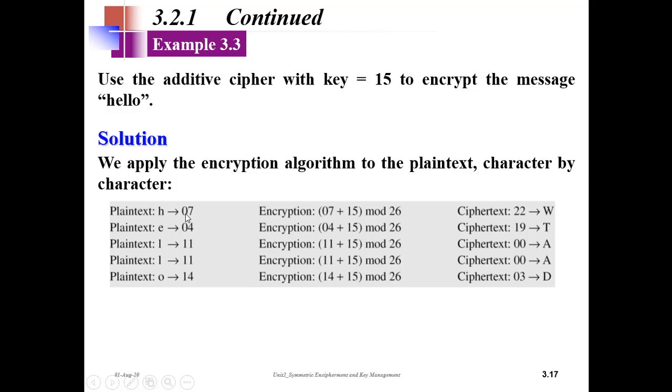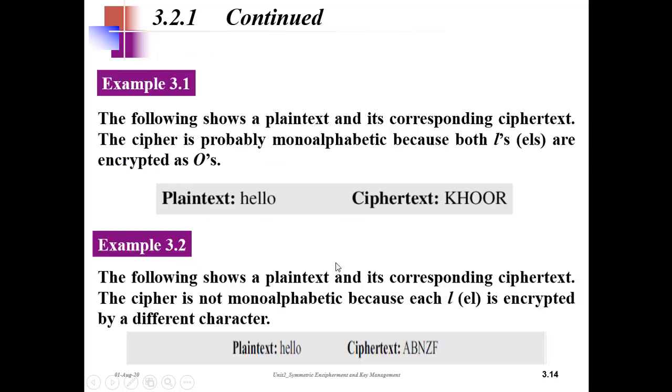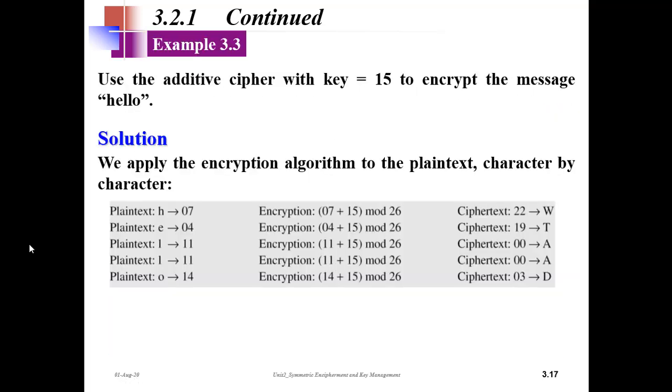So H is what? 7. Why is it 7? So that you will understand now why we use this. H corresponds to 7, E corresponds to 4, L corresponds to 11. So 7, 4, 11. H is 7, E is 4, L is 11, L is 11. And if you see again in that slide, O is 14.